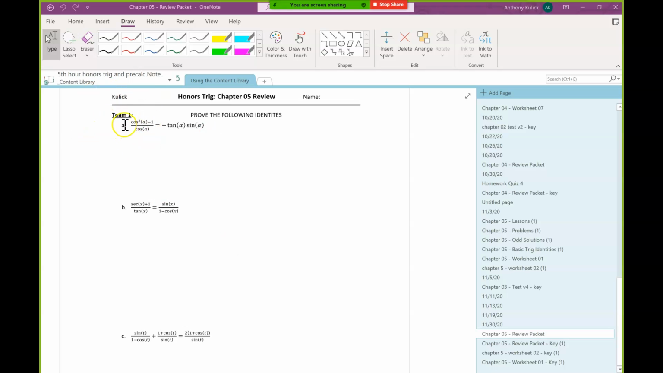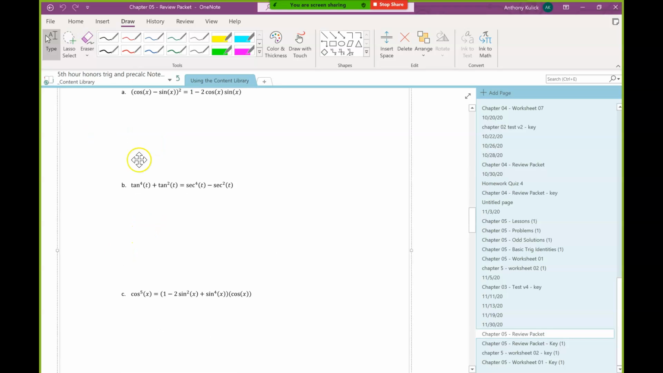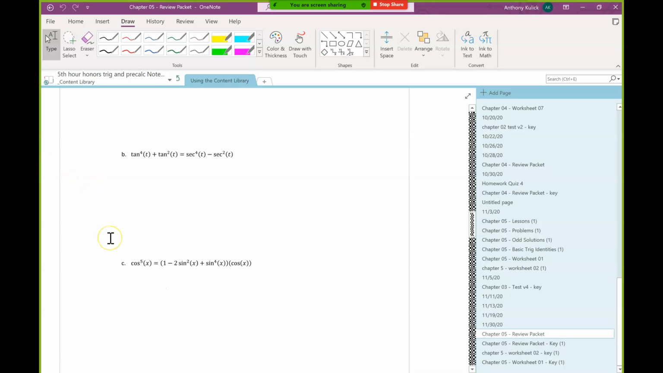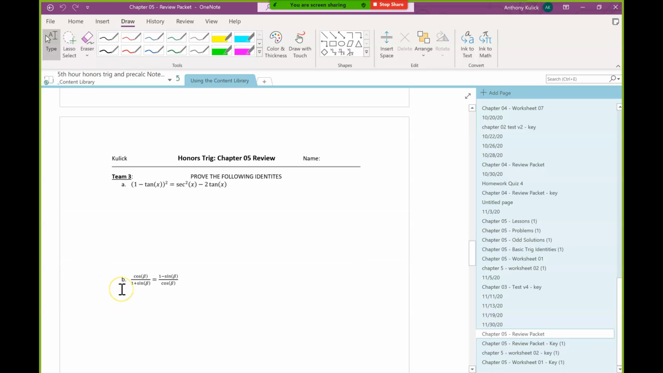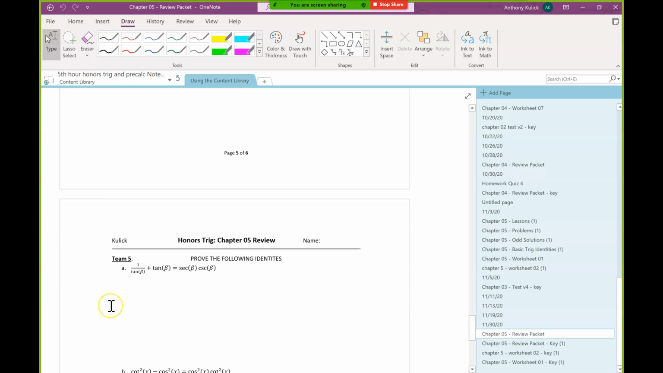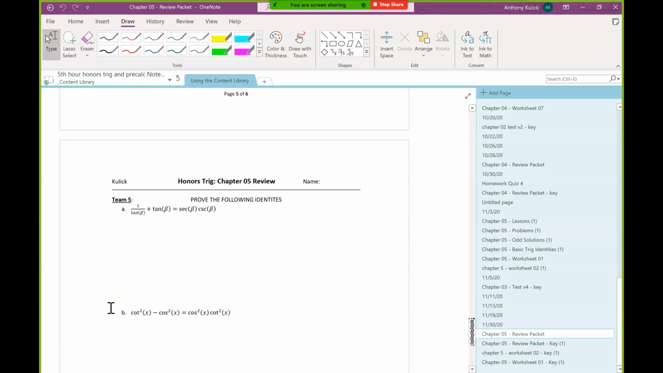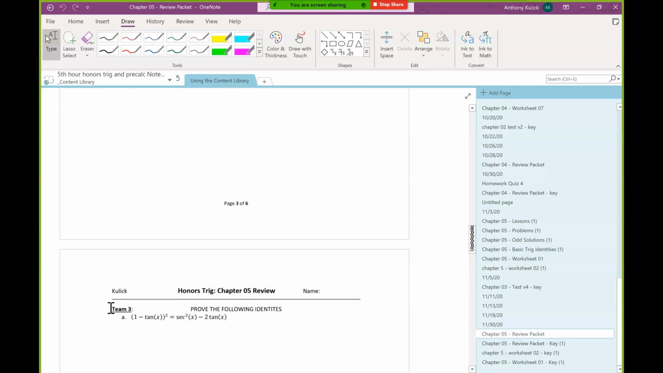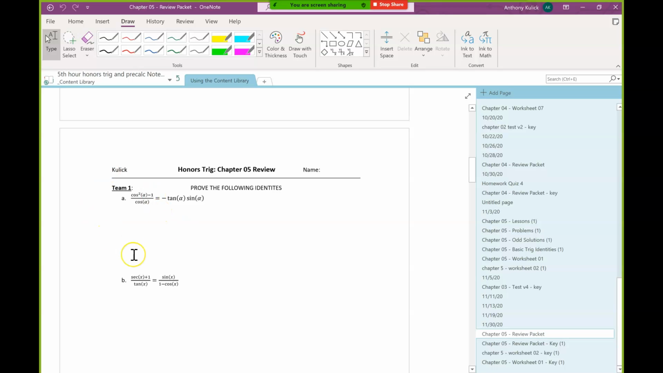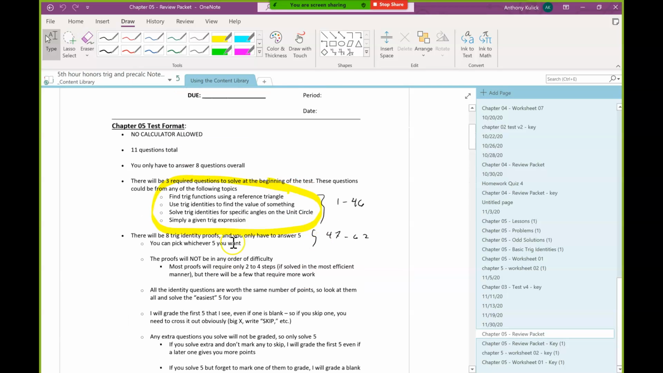So the review here, you'll notice that it said Team 1 and Team 2 on it. This was written as something that we would have done in class together with little groups, but obviously that's not really going to be possible. So you're just going to work on these on your own, so you can ignore the Team 1, Team 2, Team 3 things. I do want to point out that the review is only identities, considering the majority of the test points are identities. That's really what I packed it into.